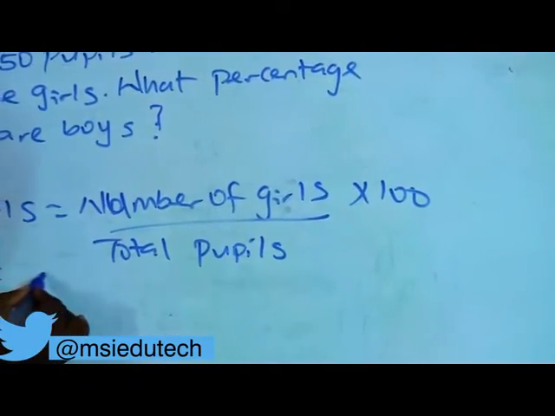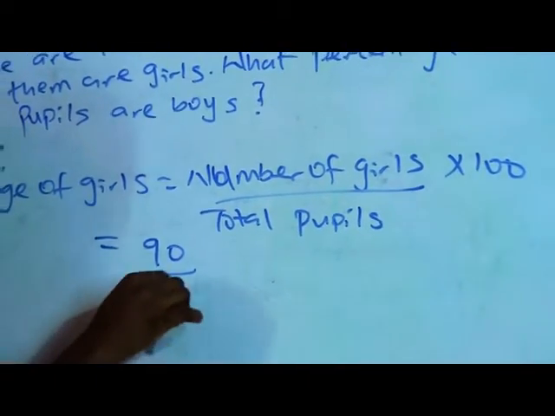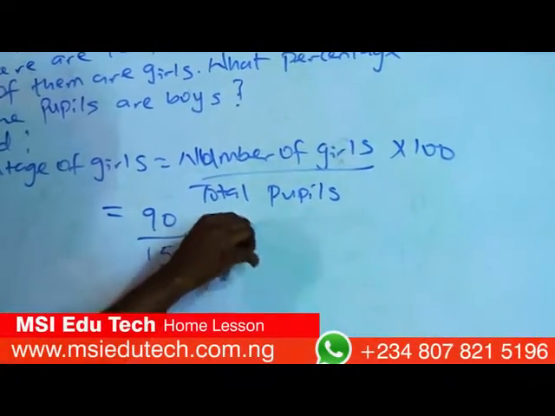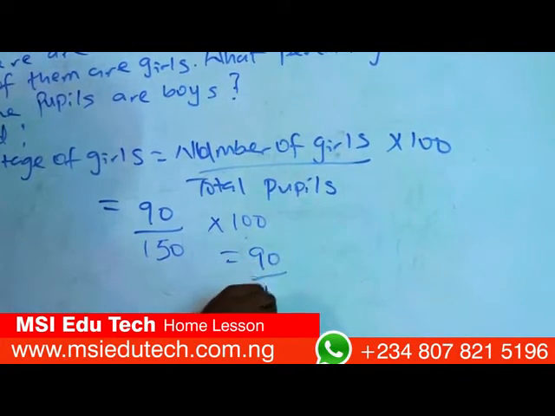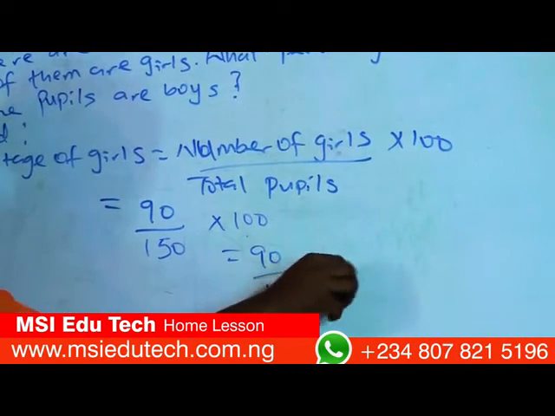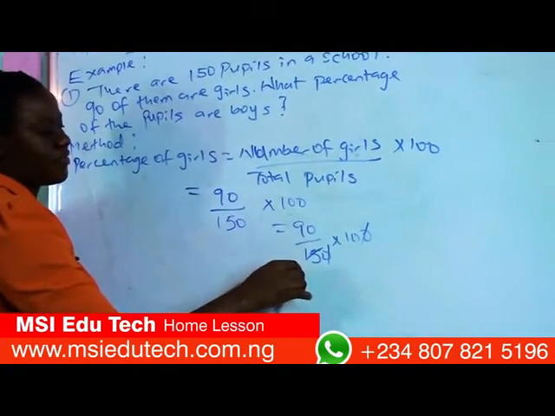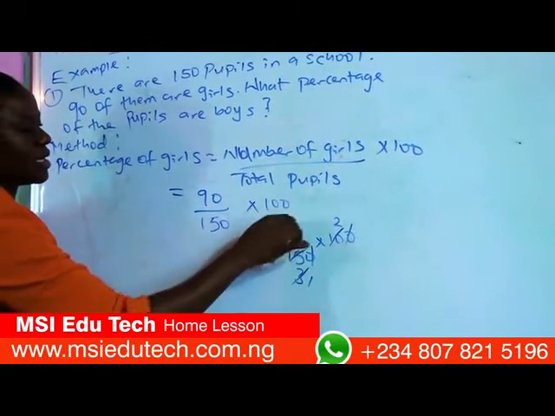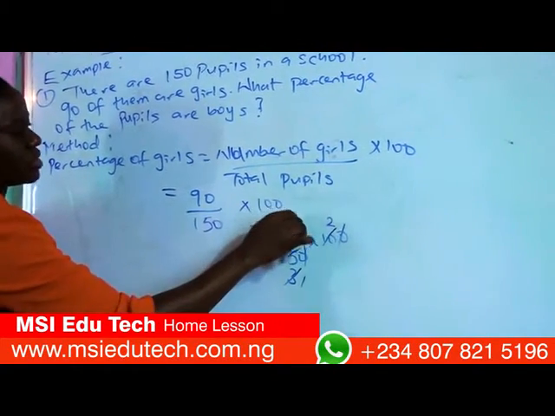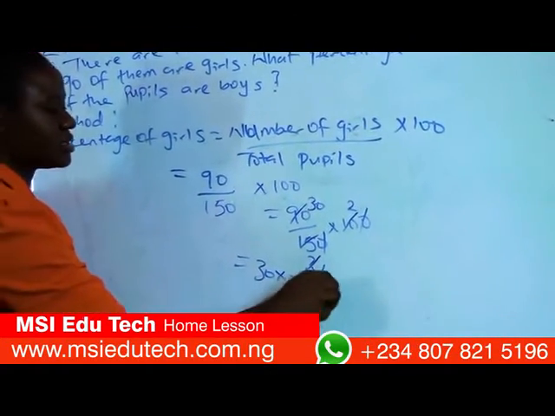The number of girls here is 90. The total number of pupils is 150, then times 100. 90 all over 150 times 100. 0 cross out 0 here. 5 can divide 15 3 times and here twice. 3 here 1 and yet 30. So the percentage of girls is 30 times 2, which is 60%.